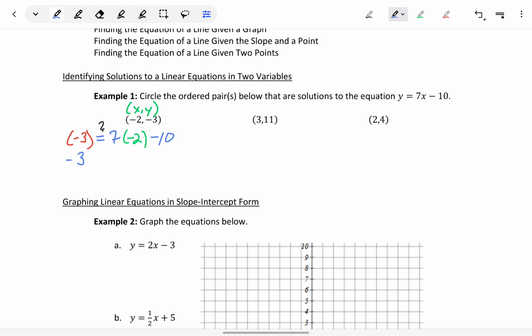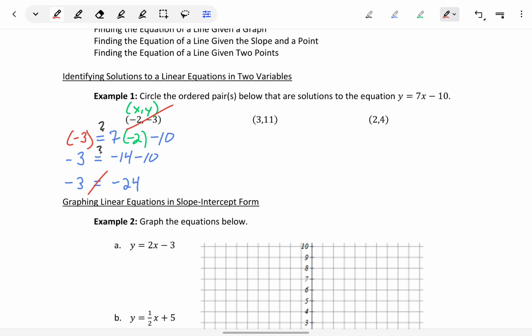On the left-hand side, we can just drop those parentheses. We have an equal sign. We have 7 times -2, which will give us -14, minus 10. And still the question is whether these two sides are equal to each other. And then in the last step, we'll take care of that subtraction step. -14 minus 10 will give us -24. We've just verified that the two sides of the equation are not equal to each other, meaning the point -2, -3 is not a solution to this equation.